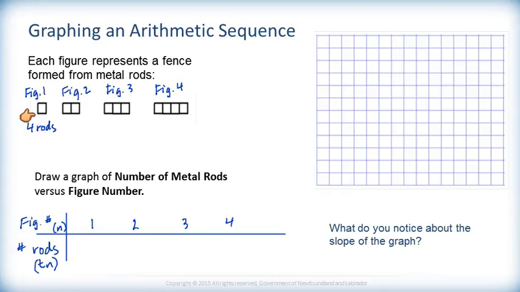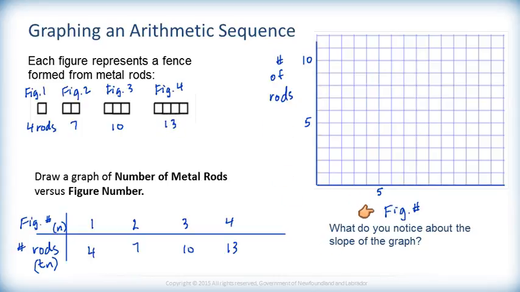Now our first figure is formed by 4 rods. Then the next figure has 3 more joined onto that, so it has 7 rods. Add another block onto that and we get 10 rods altogether there because it's only 3 more rods. Another 3 gets us to 13. Now I've drawn the graph, so I've called my horizontal axis my figure number, my vertical axis the number of rods. Let's have a look at the constant difference here.